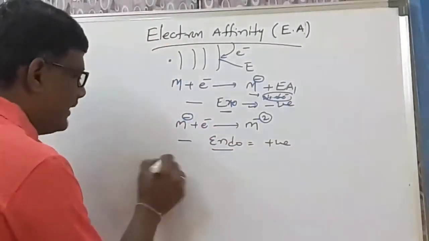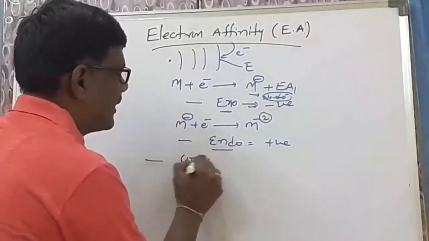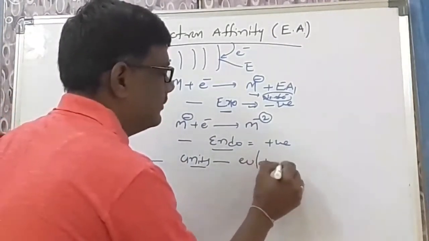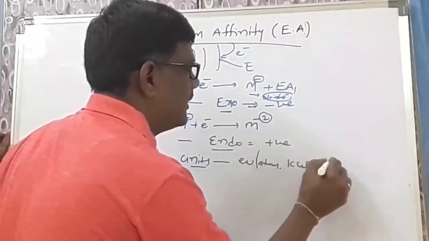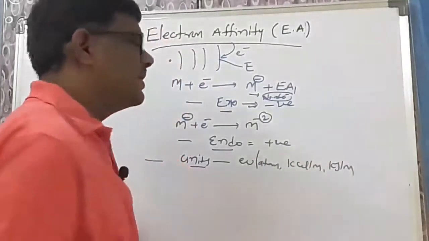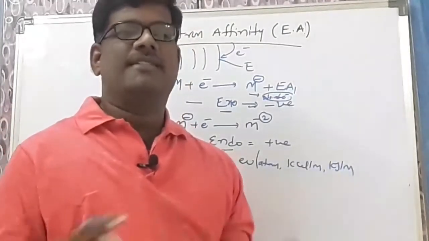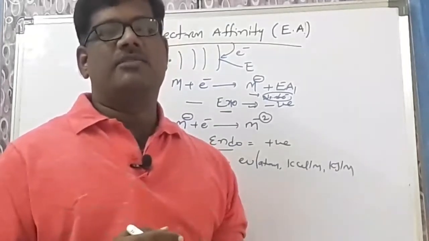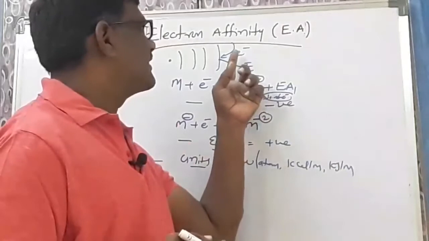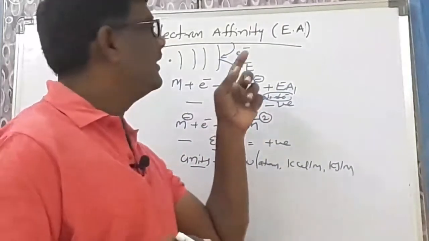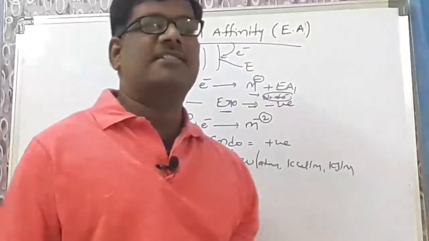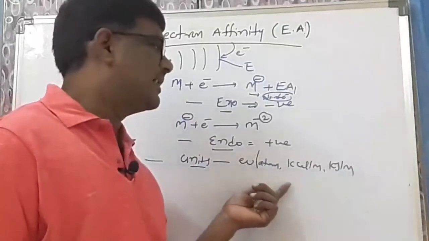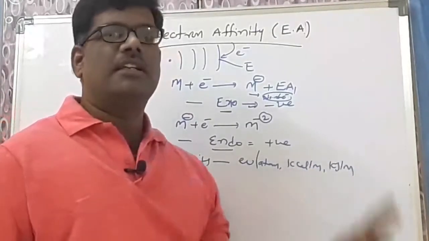Very important. Then, what are the units for electron affinity? The units will be electron volts per atom, kilocalories per mole, and kilojoules per mole. That's why ionization potential and electron affinity have the same units. The definitions are also exactly opposite to each other. The amount of energy released by adding an electron is the electron affinity. The amount of energy required to remove an electron is the ionization potential. So both have the same units: electron volts per atom, kilocalories per mole, and kilojoules per mole.